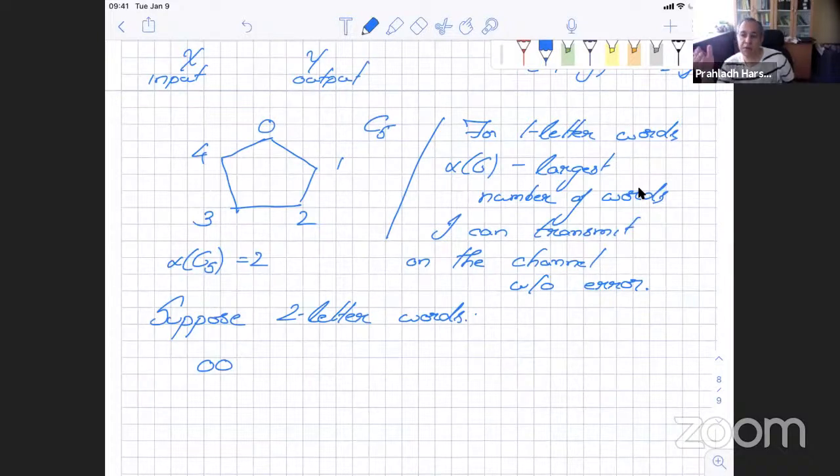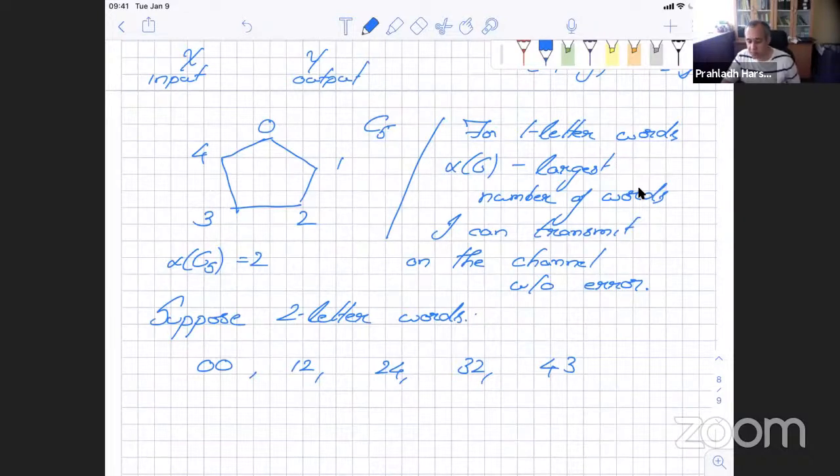You with me? But I want to say, actually, if I care for 2-letter words, I can do a little more than that. So I want to claim, let's look at the words 00, 12, 24, 32, and 43. Can I confuse 00 for 12? I cannot confuse 00 for 12 because 0 could have been confused with 1, but 2 could not have.